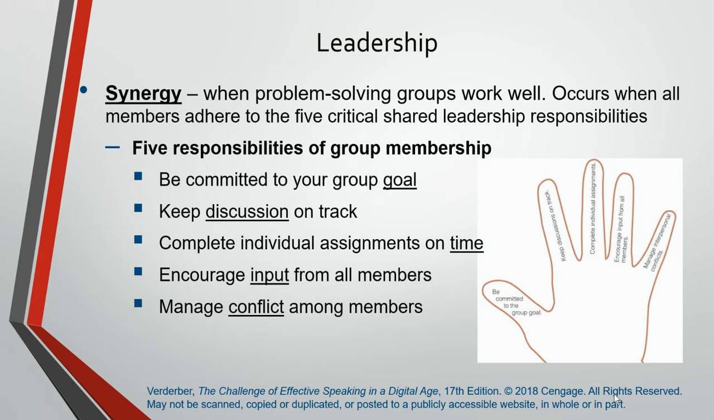All right, this is the final slide. So when it comes to leadership, you have something called synergy, and this is when a group works really well together. And synergy can occur when all the members are following these 5 shared leadership responsibilities. So the 5 leadership responsibilities as a member of a group is everybody needs to be committed to the group goal. So make sure your group goal is clear and effectively communicated to everybody so that they too can be committed to it. If they're not committed to the goal, then they're most likely not going to be effective in helping you all reach a solution.